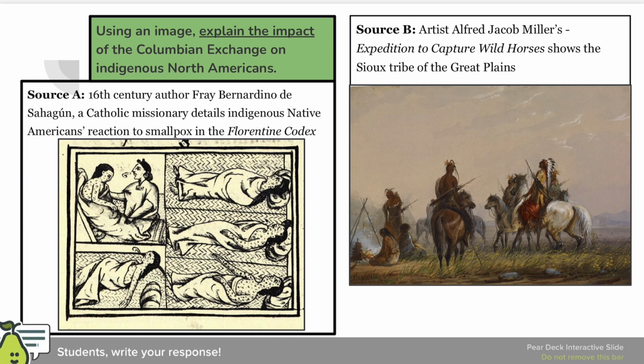So are we talking about the Europeans? No. Are we talking about the impact on Africa? No. We are using these images to talk about the impact on Native Americans. Now, what is our historical thinking skill for this prompt? Causation, exactly. And what led you to causation? What part of the prompt?